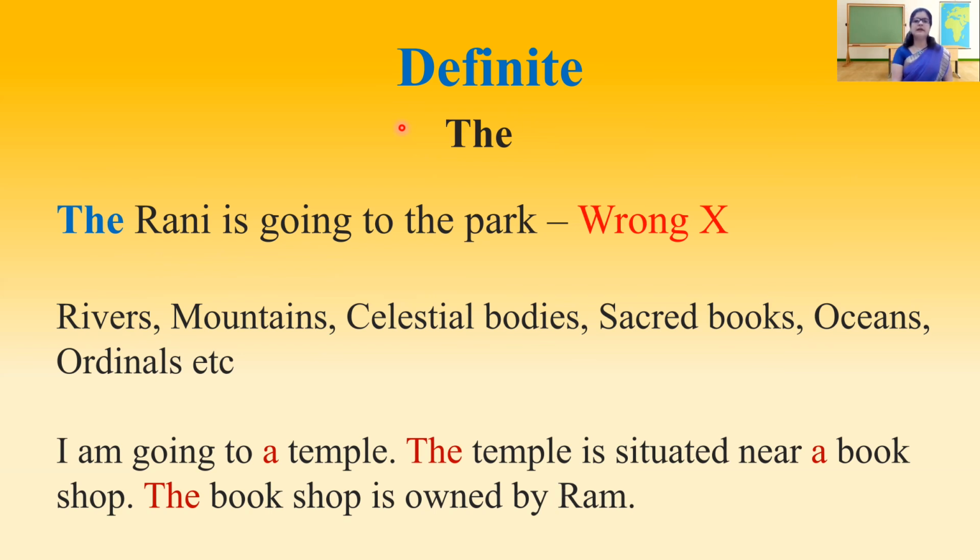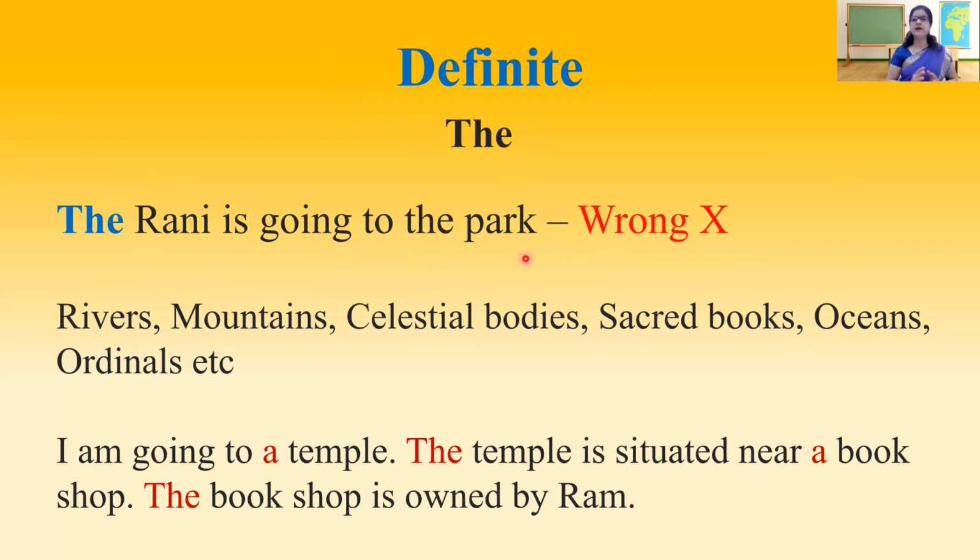Okay, so then when we have to use the and when we must not use the, that is a very, very important question. See, first, the must not be used in front of the names of the persons. For example, the Rani is going to the park. That is wrong. The Ganga is coming to the college. That is wrong. So we are not supposed to use the in front of the nouns.